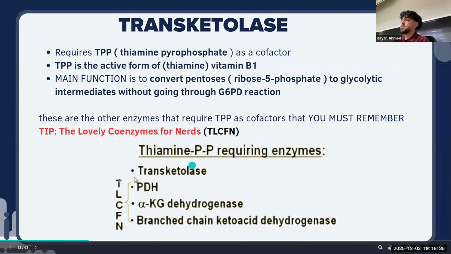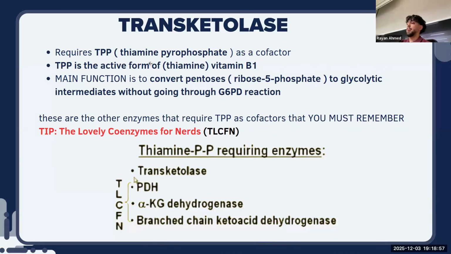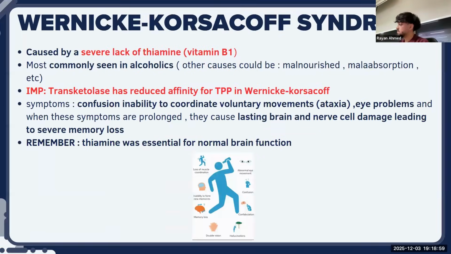And there are other enzymes that you guys must know that require TPP as cofactors that you must remember. You guys can also use the lovely coenzyme for nerds, transketolase, PDH, these two enzymes. You guys need to know this. But remember, transketolase, it needs vitamin B1, which is thiamine, and TPP, thiamine pyrophosphate, as cofactors. Okay, let's move on.